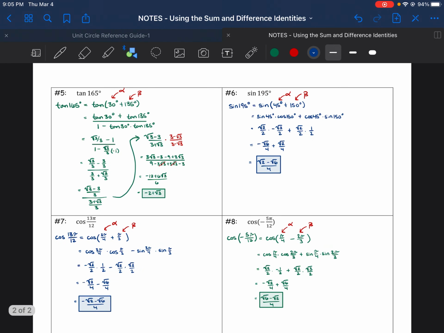Hopefully this video helped you out, showing you how we can use the sum and difference formulas that we've been proving the last couple of days to really show you how you can put them to use with the unit circle to find exact values of certain trig functions.